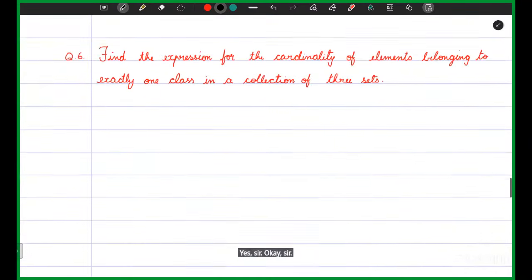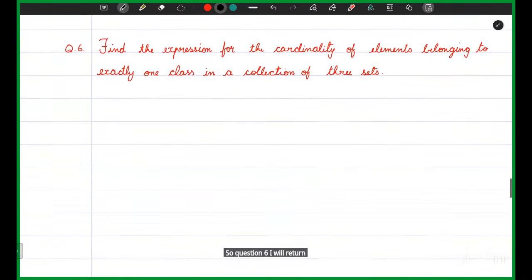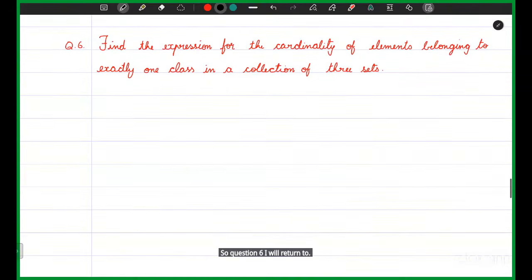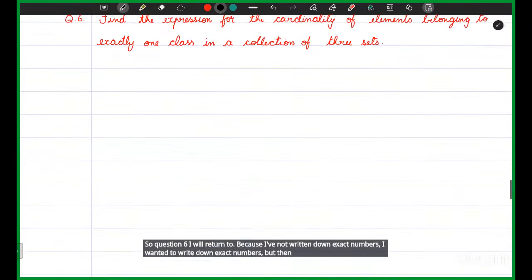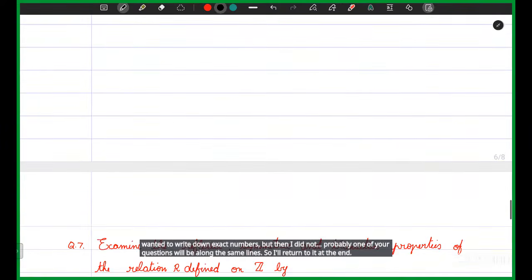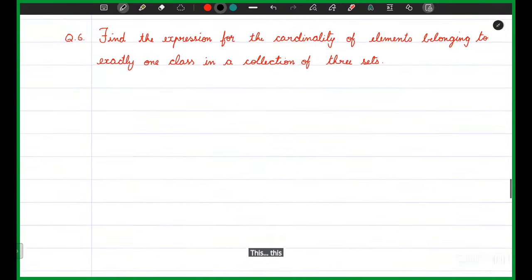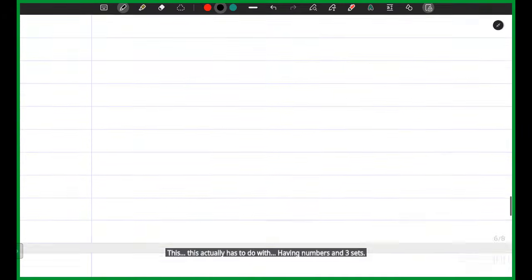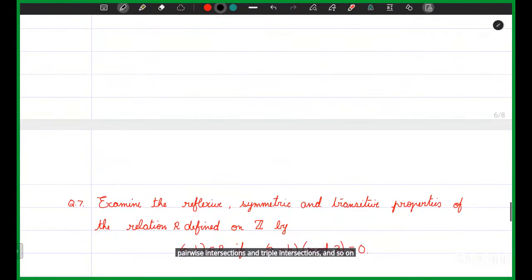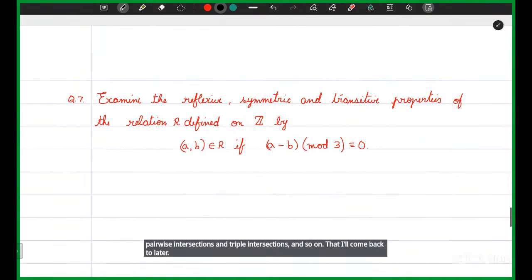So question 6 I will return to, because I've not written down exact numbers. I wanted to write down exact numbers, but then I did not. Probably one of your questions will be along the same lines. So I'll return to it at the end. This actually has to do with having numbers and 3 sets, pairwise intersections and triple intersections and so on. That I'll come back to later. Now we'll go to relations.